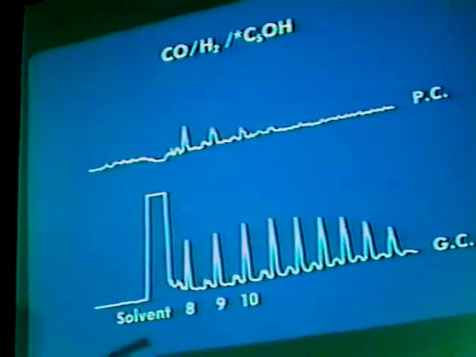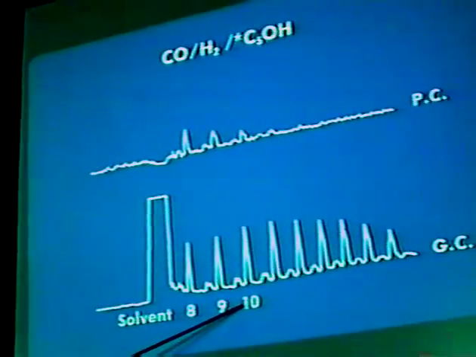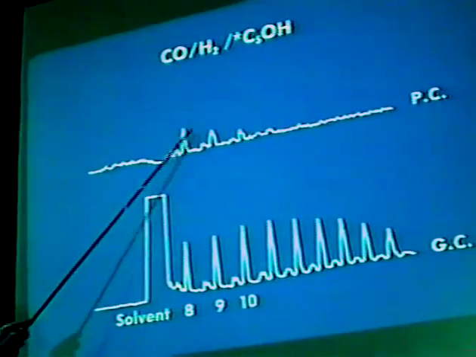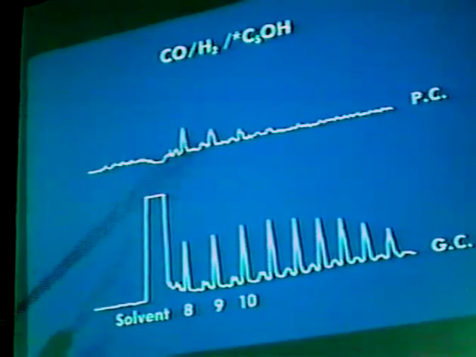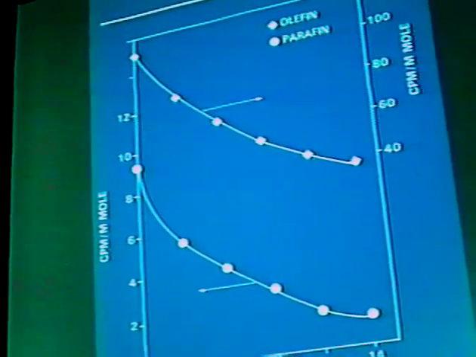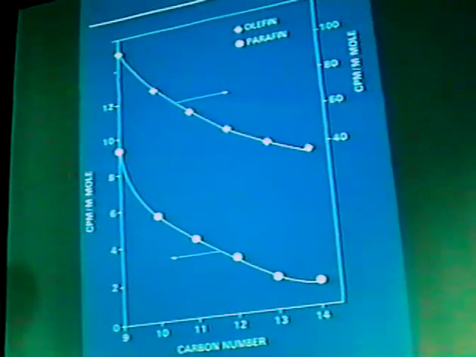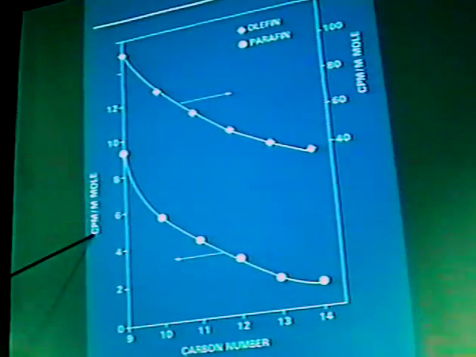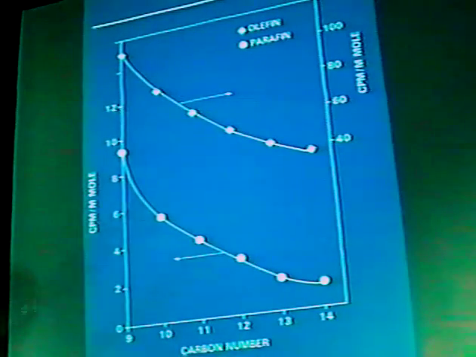Here, the same thing again for C8, 9, and 10. The GC spectra are pretty much the same. However, the proportional counter, which shows the radioactivity, does drop down. There's no argument about that. If we keep analyzing from C9 to C14 and so on, and plot counts per minute of radioactivity per millimole, you will find the radioactivity just keeps dropping. When the carbon number goes up, it drops down.